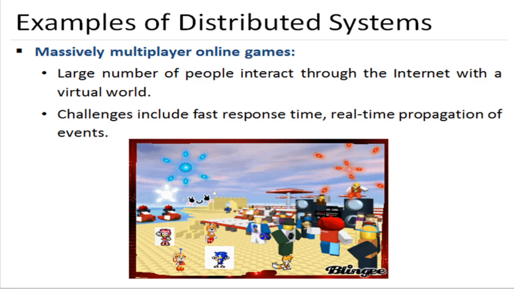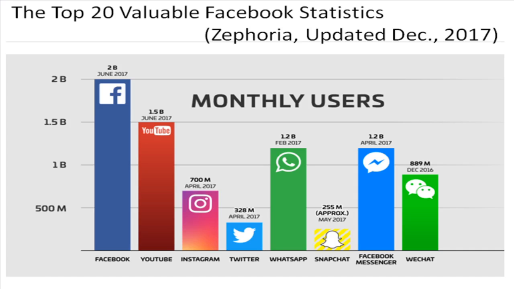Another example is multiplayer online games. A large number of people interact through the internet with a virtual world. The main challenges are response time and real-time propagation of events. It shows the top 10 valuable Facebook statistics. This is possible only because of distributed operating system.